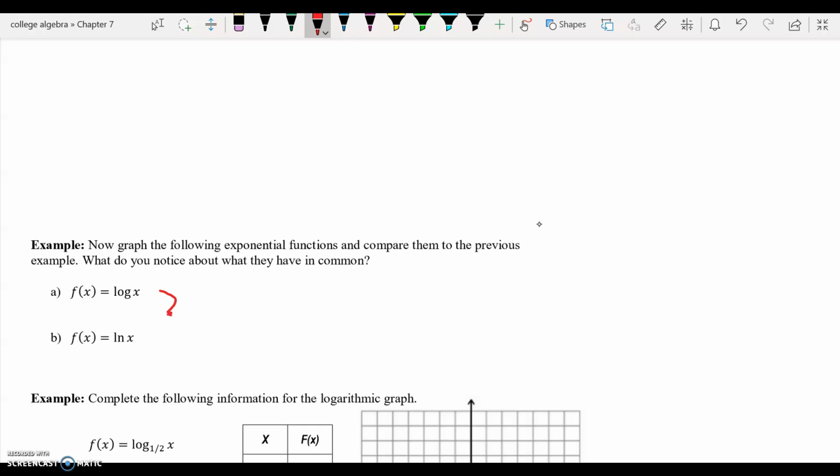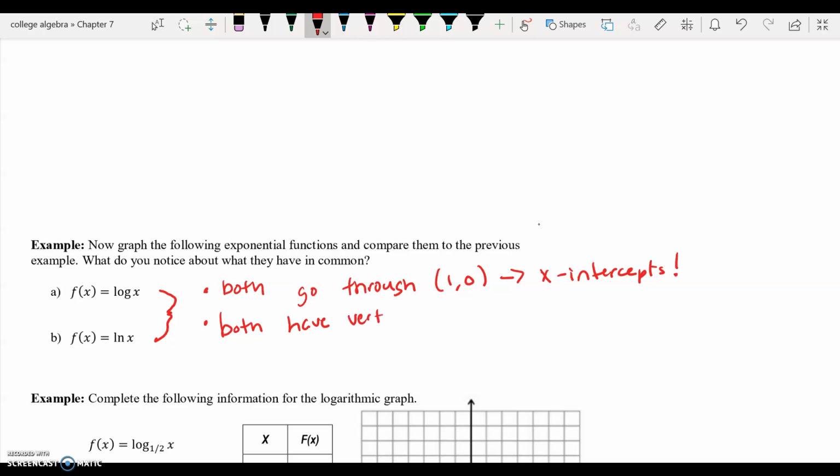So log and natural log, if we do this, both go through 1, 0. That's going to be your x-intercept. Next thing, both have vertical asymptotes at x equals 0. And last thing, both are increasing the whole time.